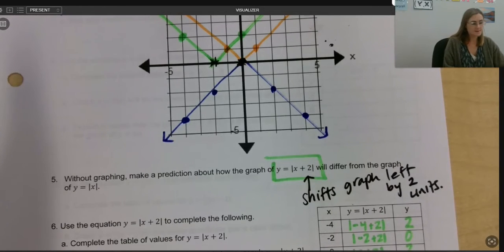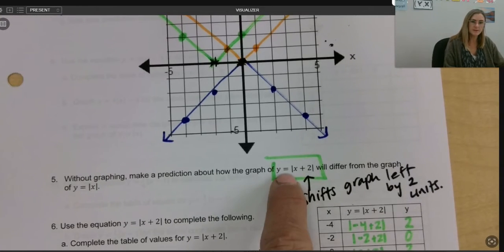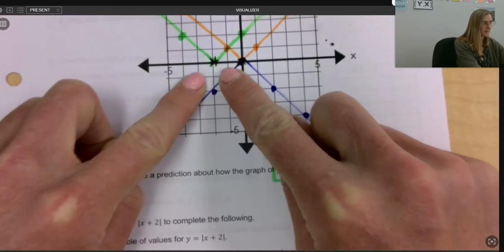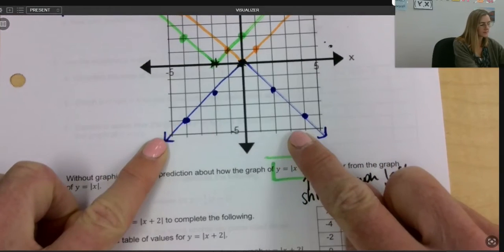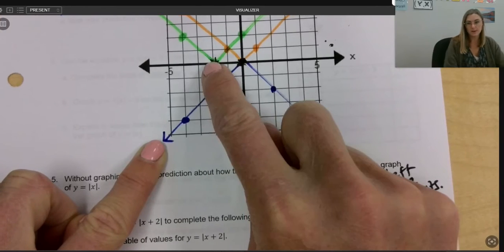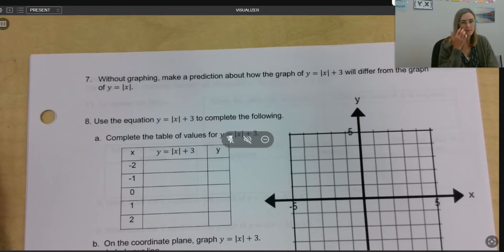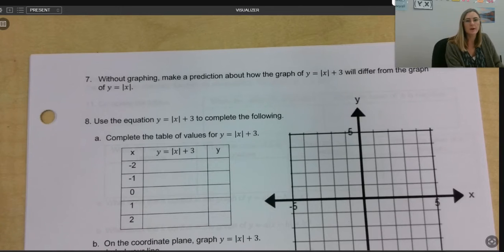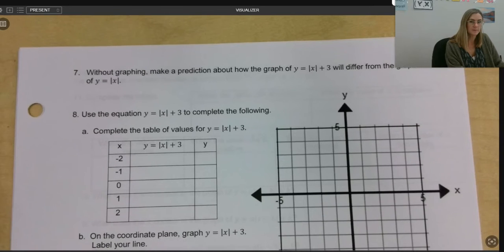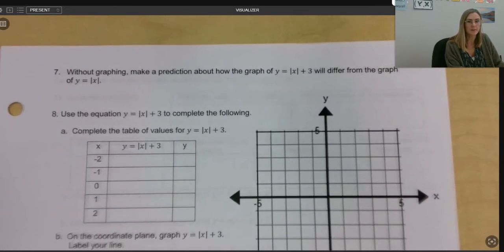If this then had a negative sign in front of the absolute value, like our blue one did, sometimes you'll see it'll shift the graph 2 units, and then if there was a negative sign, it would also flip it. So it would be a graph that went like this, or like the blue one, but it would start from (-2, 0). All right, number 7, without graphing, make a prediction about how the graph of y equals the absolute value of x plus 3 will differ from the graph of y equals the absolute value of x.